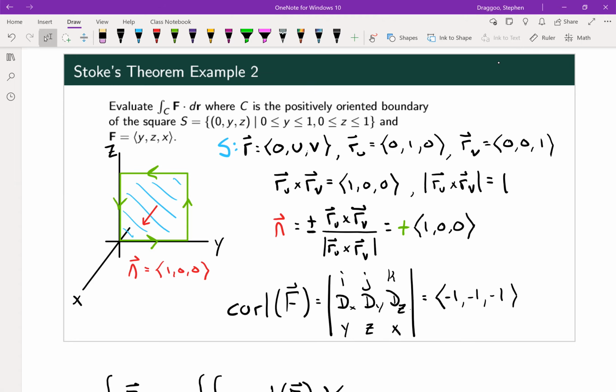So we're just going to use u for y, v for z, and take partial derivatives of each. Then the cross product of those two partial derivative vectors is just the vector 1, 0, 0. We'll also need the magnitude of that cross product, which is just 1 in this case. But then to calculate the unit normal vector, take the cross product, divide it by the magnitude, and we come up with 1, 0, 0. Since we're doing the surface integral part of Stokes' theorem, we're also going to need the curl of f. So I've calculated that here as well.